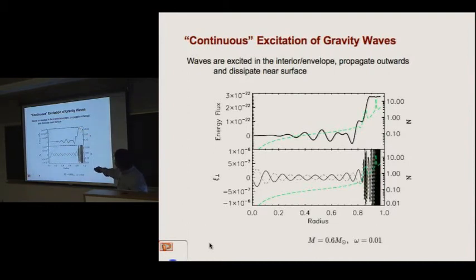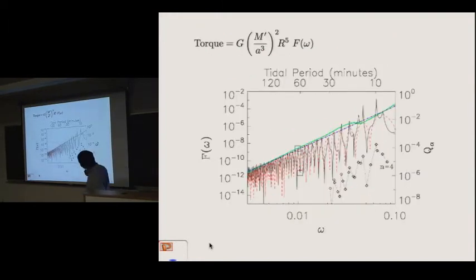Corresponding to this energy flux, there's a torque, of course. They are related to each other. So this is the tidal torque carried by the wave, basically the tidal torque transferred from the companion perturber to the star. I'm plotting this as a function of the tidal forcing frequency, in dimensionless units, where the mass of the star equals 1 and the radius equals 1.